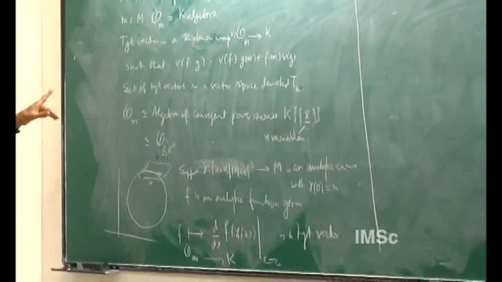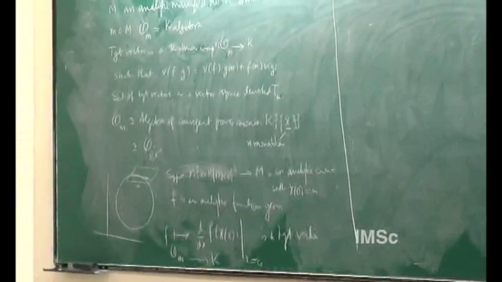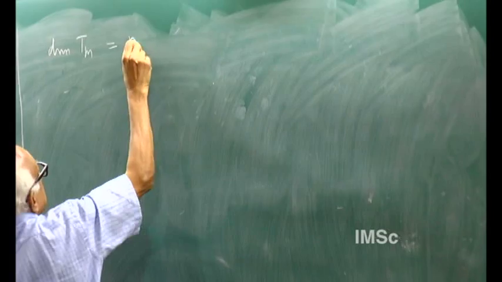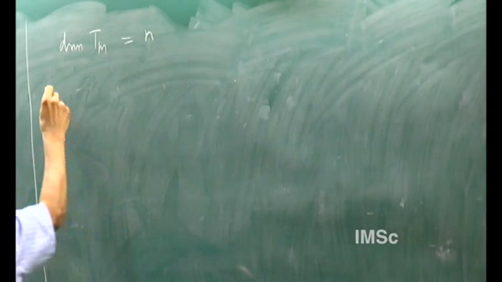Okay, that's one comment I want to make about tangent vectors. As I already remarked, the set of tangent vectors forms a vector space, and the dimension of this vector space, the dimension of Tm, is precisely n. This was seen as follows.